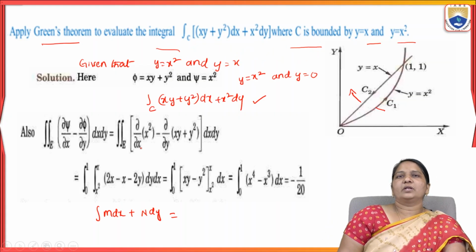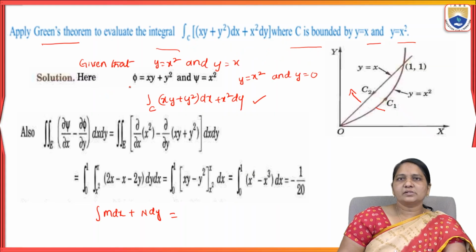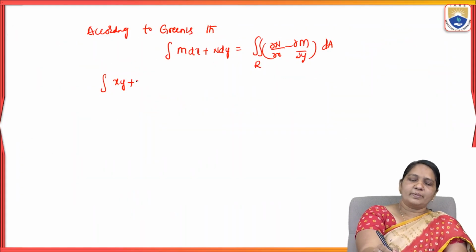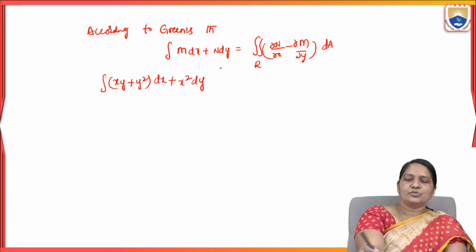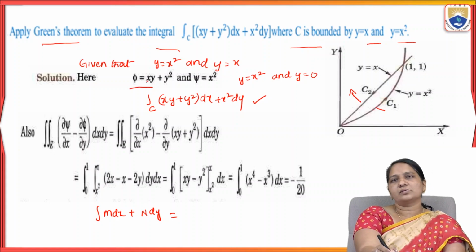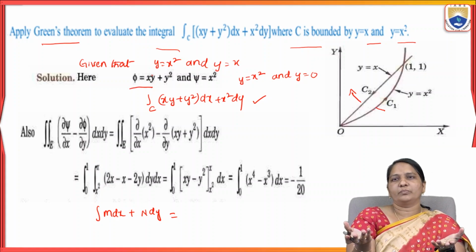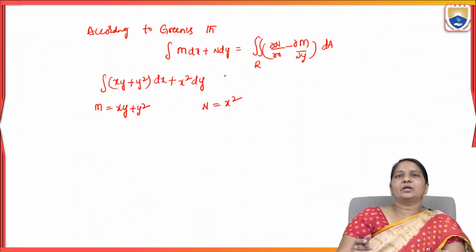Now, what is the given integral value? We can write here integral of xy plus y square into dx plus x square into dy. So we are comparing with this. So now, according to this, what is the m value? M value is equal to xy plus y square. And what is the n value? N value is equal to x square. That is only we are writing here in this form. We can take P and Q also, so m and n are both the same. Here there is no issue for that. So here they taken P and Q, so we can take m and n also.